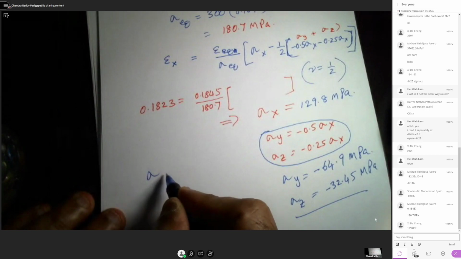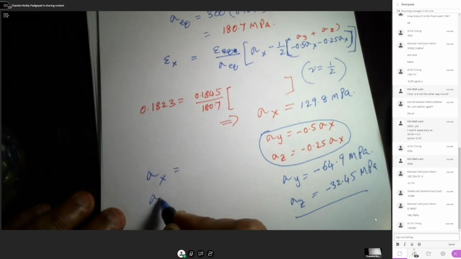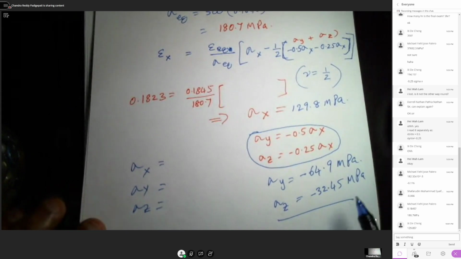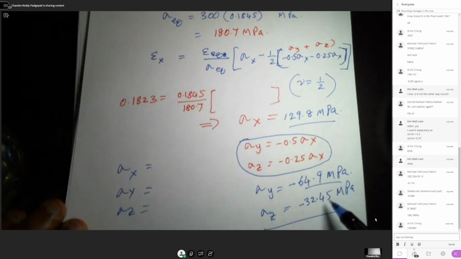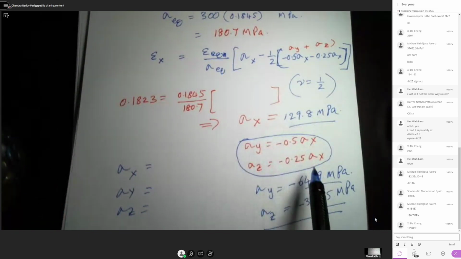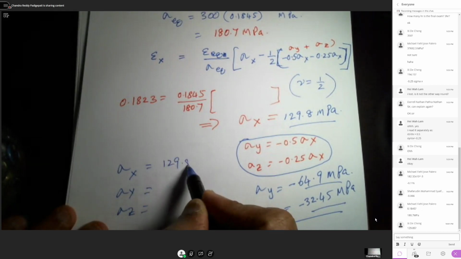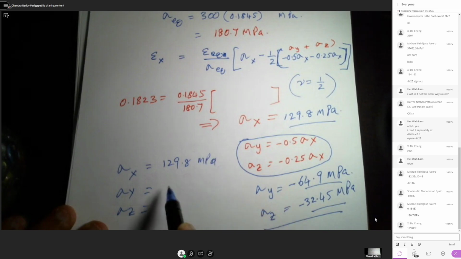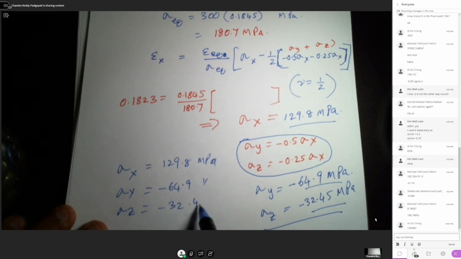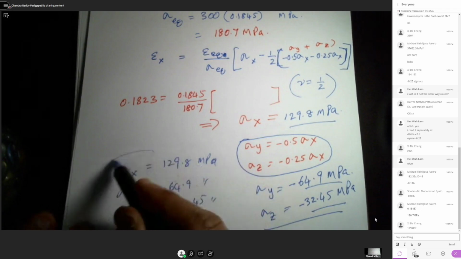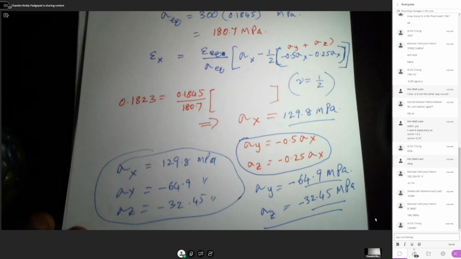So you can calculate the state of stress, sigma x, sigma y and sigma z. Okay, so you know the three values, and that means this is the state of stress. So for part B, the answer for the state of stress, you can just give the three values: 129.8 megapascals, negative 64.9, and negative 32.45 megapascals. This will be the answer for part B.